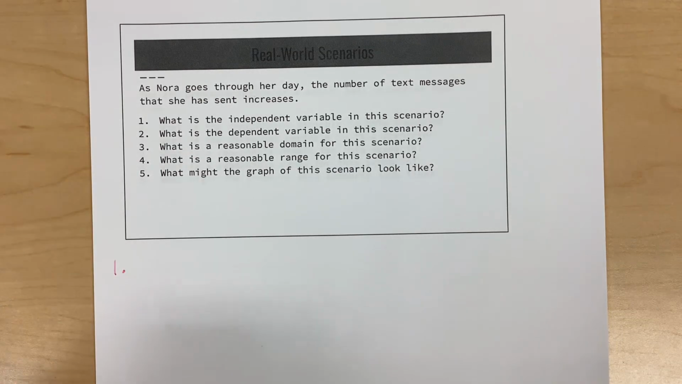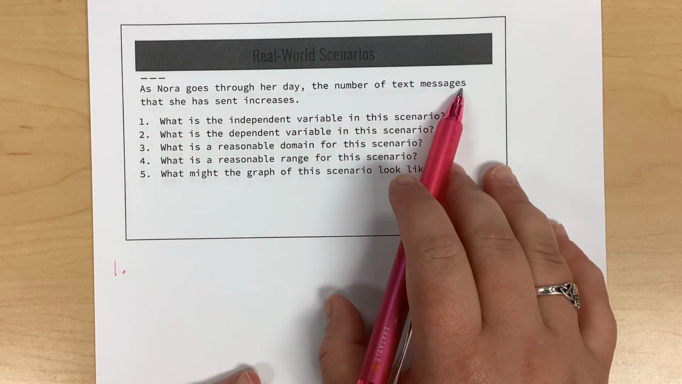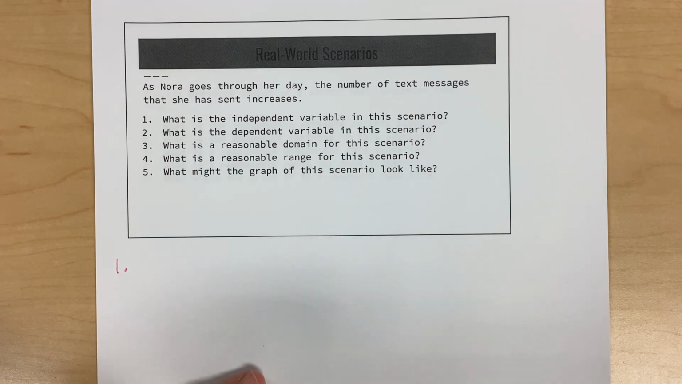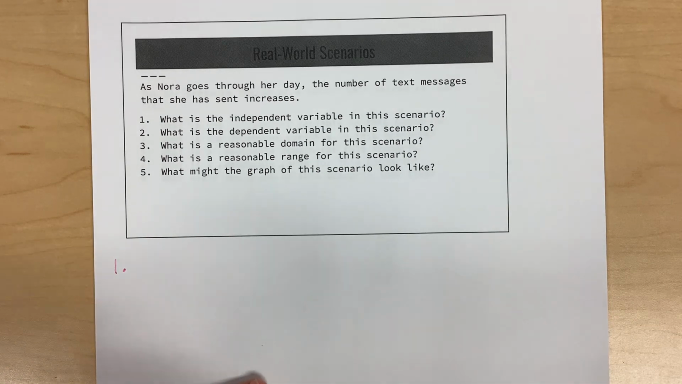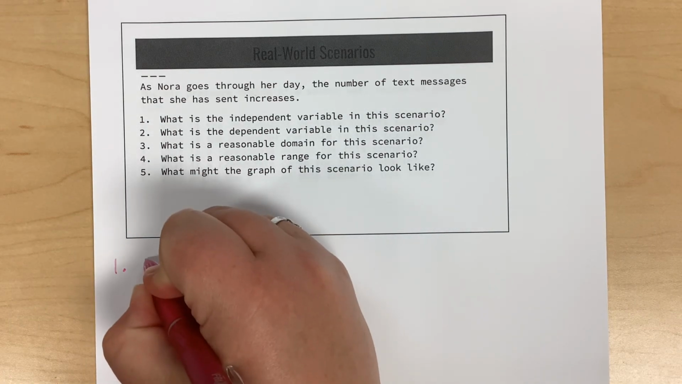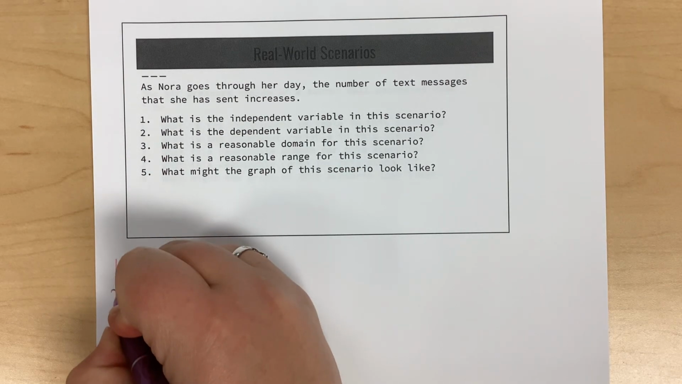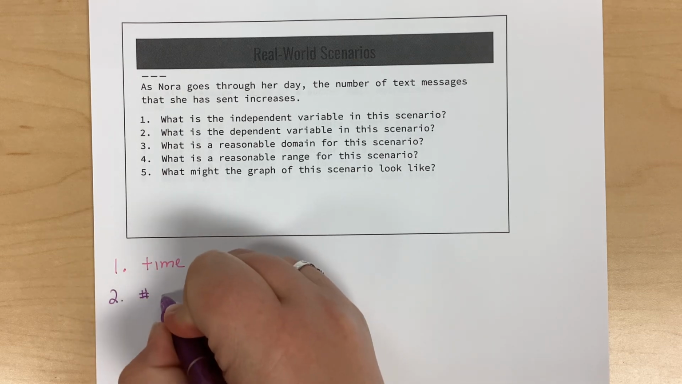When I'm trying to decide a question like this, I always figure out what my 2 variables are first. So I know that Nora's going throughout her day, and we're talking about the number of text messages that she has sent. So that means we're dealing with time as it's going on throughout the day, and number of text messages sent. Well, the number of text messages that she has sent depends on how long the day has been going. Obviously, that's increasing throughout her day. So I'm going to say that time is my independent variable in this case, and that number of text messages sent is my dependent.